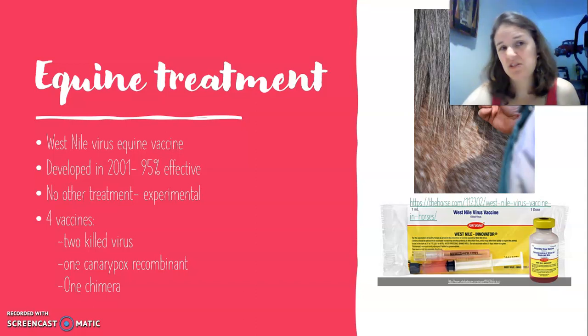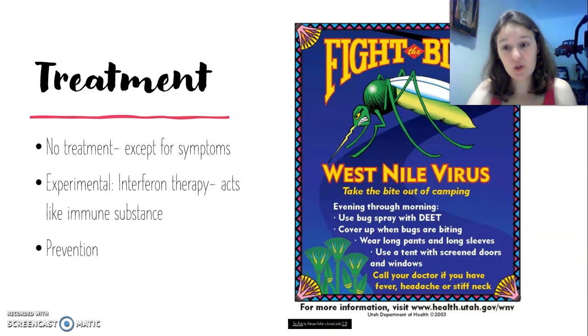And I just wanted to explain, there are 4 different vaccines, which again I thought was kind of interesting because when you think about vaccines, you think, oh, there's one, and this one has 4. So there are 2 that are killed viruses, 1 that's a Canarypox recombinant virus, and then 1 that's a Chimera. So that's horses. For humans, again, no treatment. You can treat the symptoms as if you had the flu. You give them ibuprofen or whatever, bring the fever down, same thing.